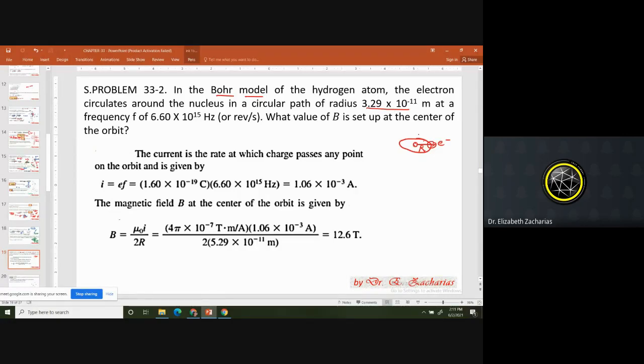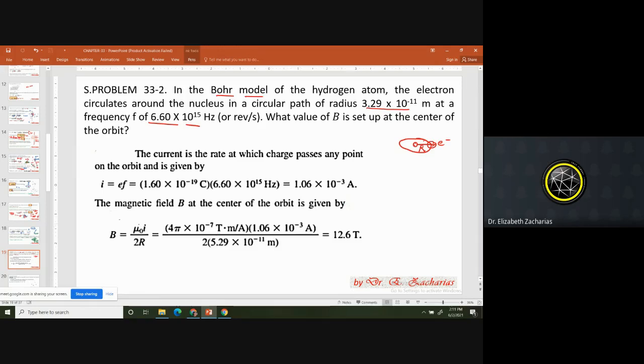And how is it going around? Let us see. It is moving with a frequency of 6.6 into 10 to the power of 15 hertz. That means in 1 second, it is coming around the nucleus about 10 to the power of 15 times. Now the question is, what is the magnetic field at the center of the orbit? Or what is the magnetic field that the nucleus is going to experience?